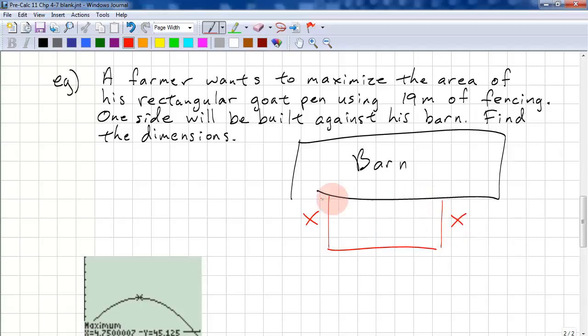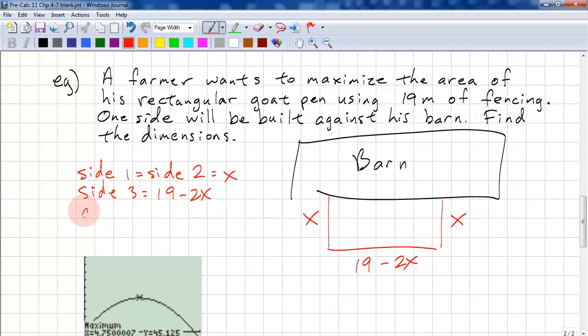We don't have any fencing along here. Our total amount of fencing is 19 meters, and we're taking away 2X. And when we add this all up, we get 19. Side 1 equals side 2 equals X. Side 3 equals 19 minus 2X.